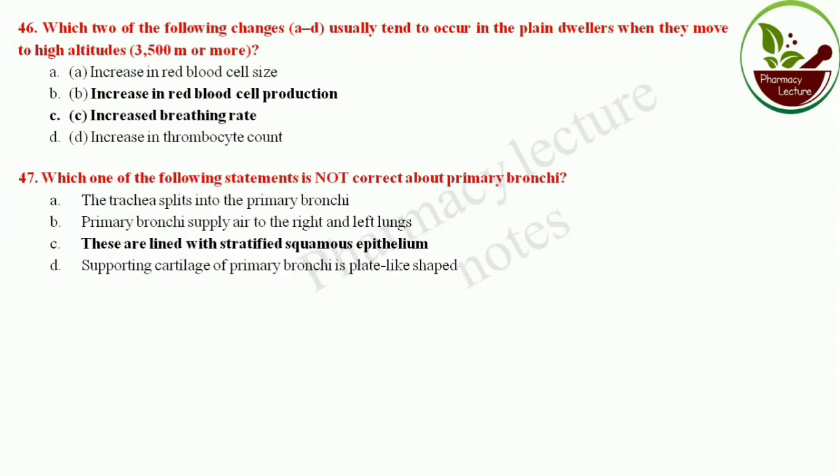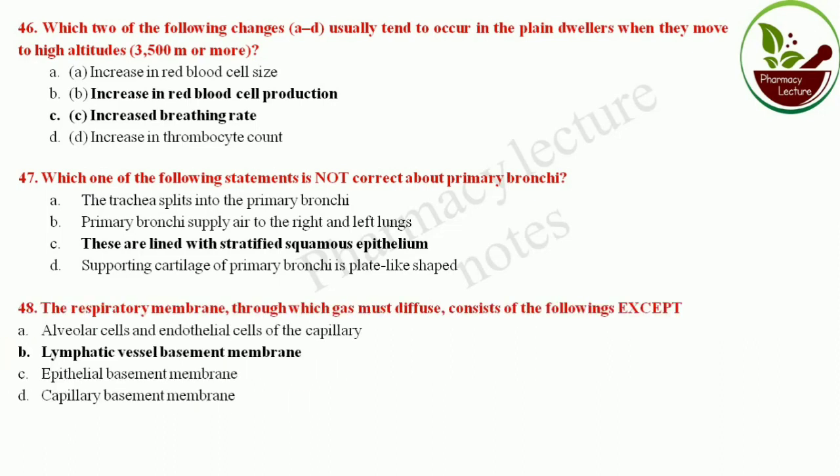Which statement is not correct? They are lined with stratified squamous epithelium. In the case of the primary bronchus, the trachea splits into the primary bronchi. Primary bronchi supply air to the right and left lungs, and primary bronchi are supported by cartilage. Primary bronchi are plate-like in shape. But the incorrect one is that they are lined with stratified squamous epithelium.